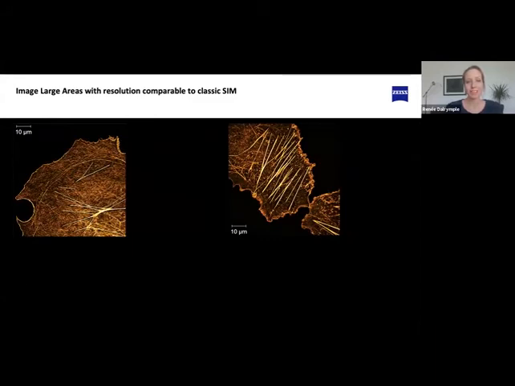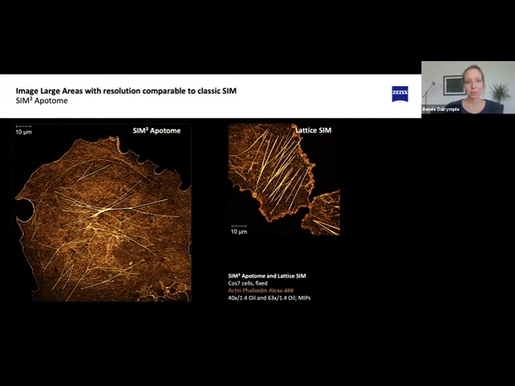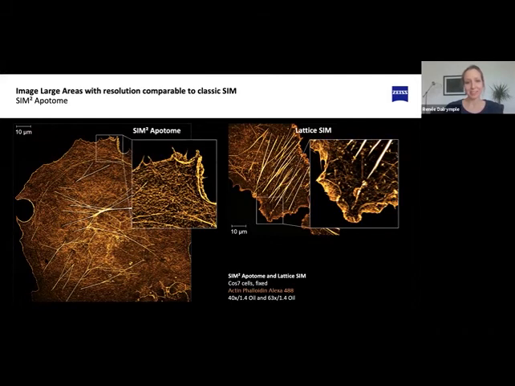So I mentioned that the SIM² algorithm also works for our SIM apotome mode, so that you can achieve these kinds of results with lower magnification objective lenses as well. So if we compare here the field of view that you get with the SIM² apotome mode on the left using a 40x objective versus the Lattice SIM that we had previously on the right with the 63x objective, you can see the much larger field of view. And what I'm so excited about is if you zoom in here, you see that the image quality between the two is nearly identical.